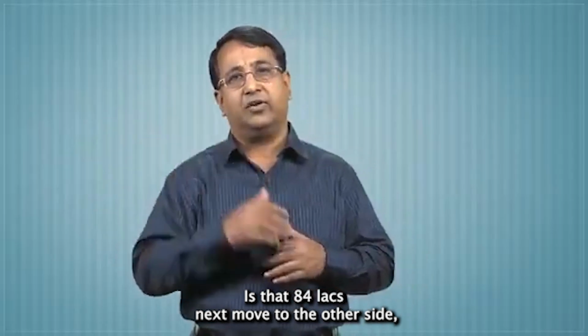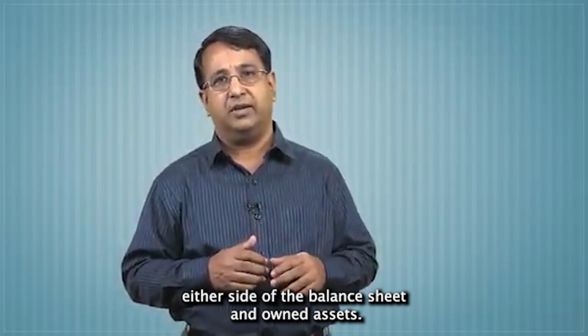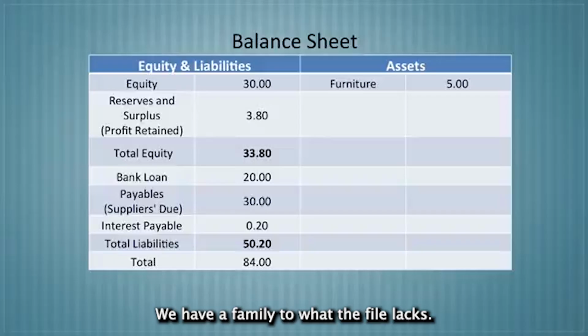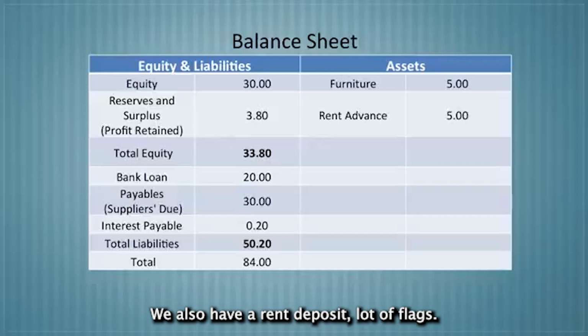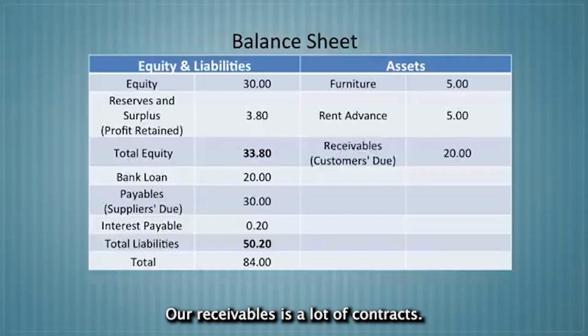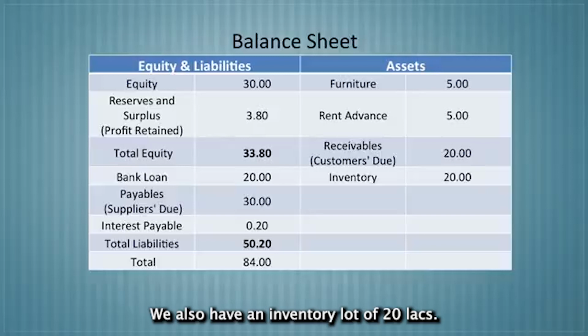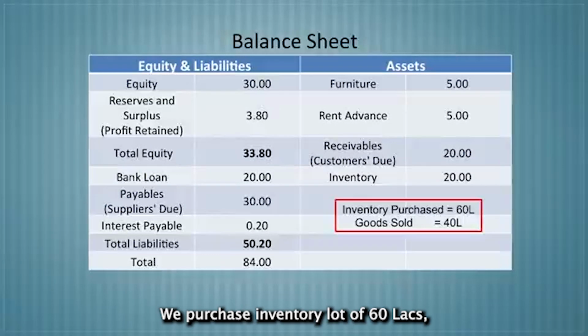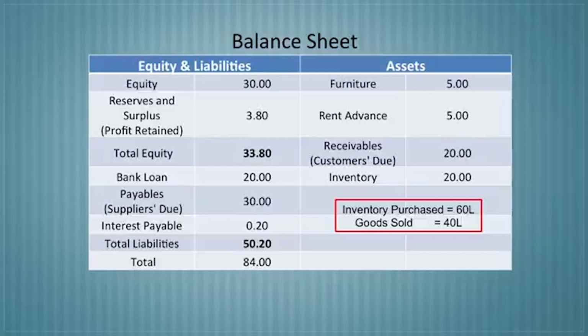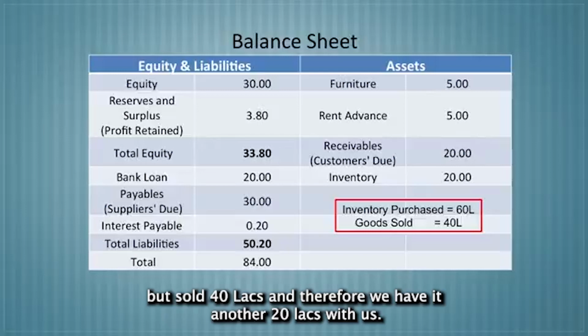Let us move to the other side, asset side of the balance sheet, and list down the assets. We have furniture worth 5 lakhs. We also have a rent deposit worth 5 lakhs. Our receivables is worth 20 lakhs. We also have an inventory worth 20 lakhs. We purchased inventory worth 60 lakhs but sold 40 lakhs and therefore we have another 20 lakhs with us.